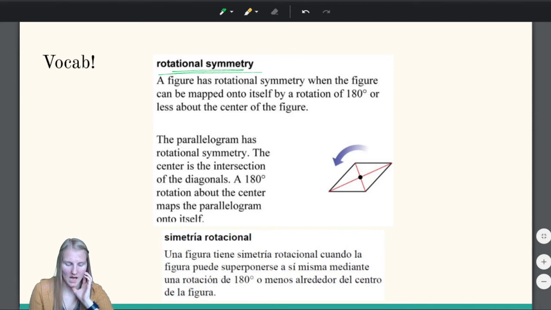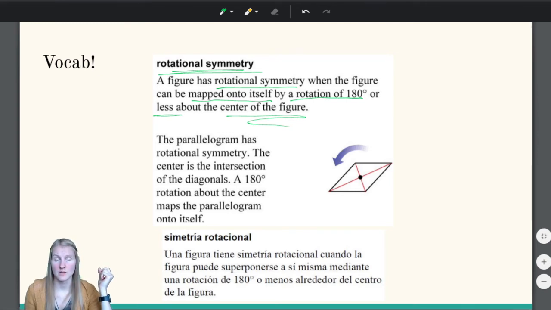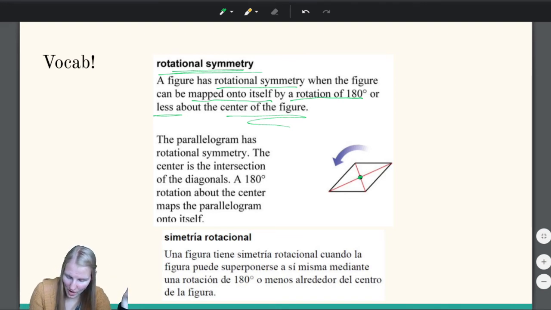Rotational symmetry. A figure has rotational symmetry when the figure can be mapped onto itself. We talked about this with line symmetry. It means that when you're done with the transformation, it looks exactly like itself, by a rotation of 180 degrees or less about the center of the figure. Now, that is a lot of words. Let's break it down.